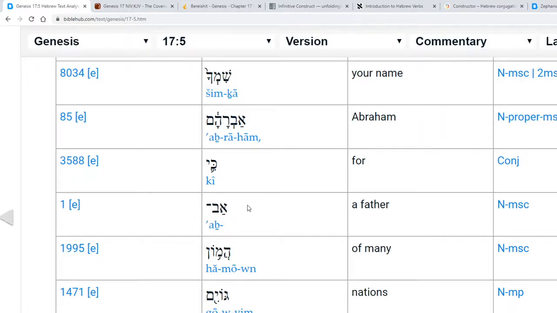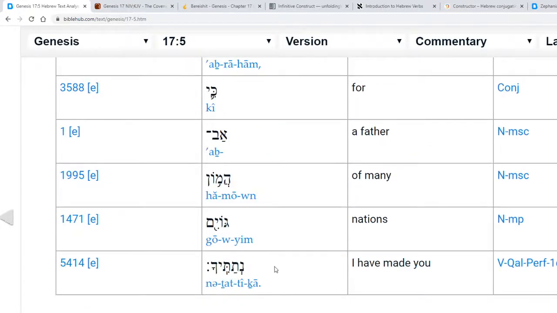Of, meaning father. Now masculine singular construct, right? Like we had in the previous verse of Hamon Goyim. It's all together. Father of many nations, of Hamon Goyim. Same thing as the previous verse, right? Father of many nations. Nataticha. So the root is nun tav nun again, right? Nataticha, I have set you, I have made you, I have given you.